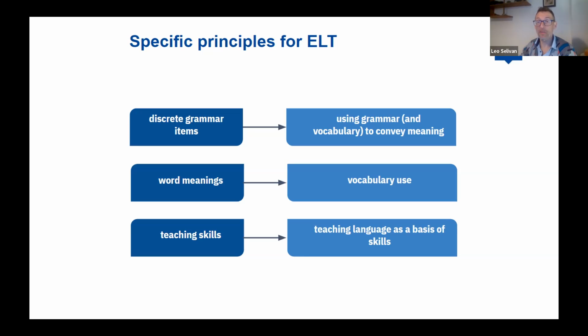So some specific principles, in addition to the ones we saw earlier, that would be very important. I indicated them as transitions that we need to make in order to truly assess our learners' skills. So from discrete grammar items to using grammar and vocabulary, because as we know, these two always work in conjunction to convey meaning. Shifting focus from word meanings to vocabulary use, and from teaching skills to teaching language as a basis of skills. So again, let me show you how these three principles should be applied in the classroom.